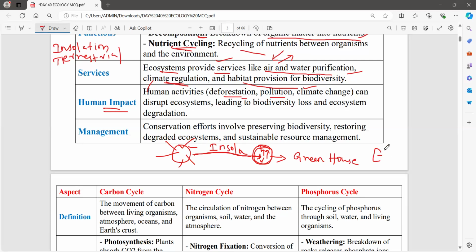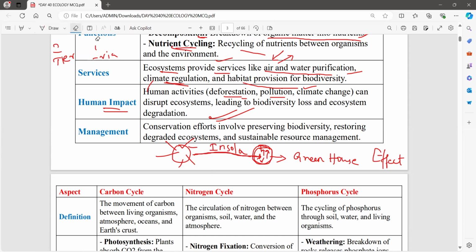Okay, so as a result of the greenhouse effect, what will be the effect? It will be global warming. Okay, compared to last year, this year has a lot of heat. Compared to this year, next year the earth will be hotter. So everything is a thing which was created by us, the human beings. Okay, so this is the impact produced by human beings.